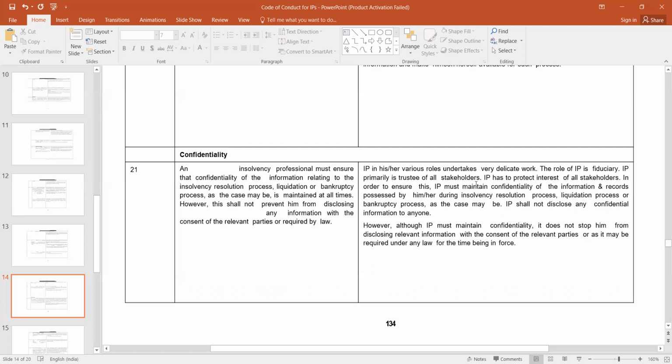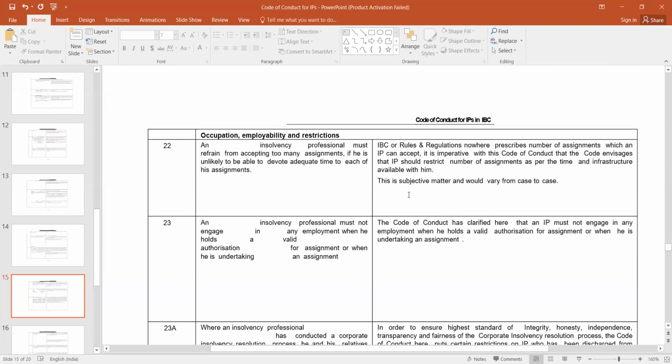In order to ensure this, an IP must maintain confidentiality of the information and records possessed by him or her during the insolvency, liquidation, or bankruptcy process, and should not disclose any confidential information to anyone. However, although an IP must maintain confidentiality, it does not stop him from disclosing relevant information with the consent of the relevant parties or as it may be required under any law.